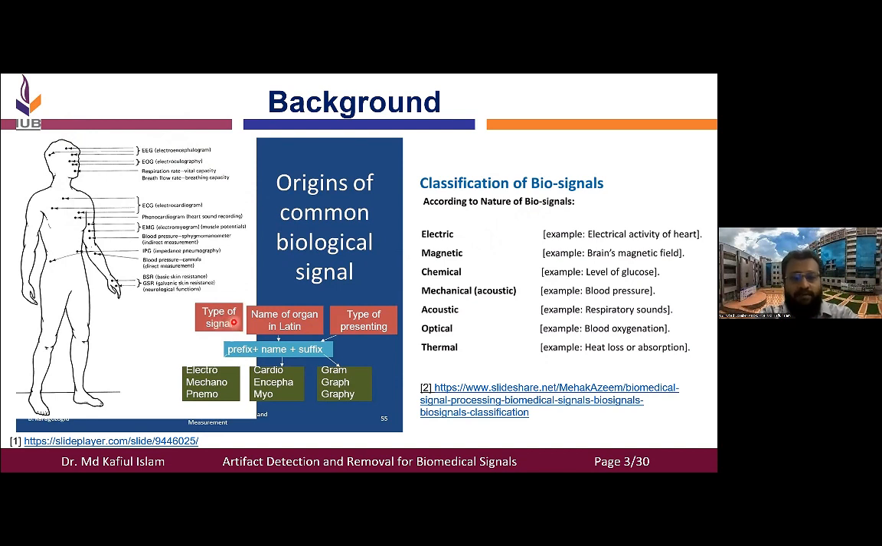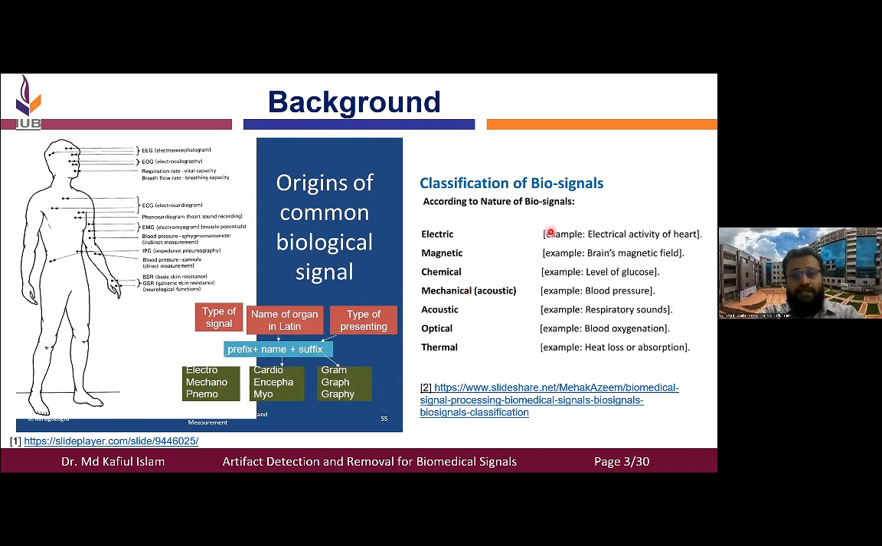format. So the type of the signal, whether it is electrical activity or mechanical activity or sound activity. So you start with this prefix, and the name of the organ in Latin. If it is the heart, then we use cardio. If it is the brain, then we use encephalo. If it is muscle, then we use myo, and so on and so forth. So finally, the type of the presentation through gram, graph, or graphy.